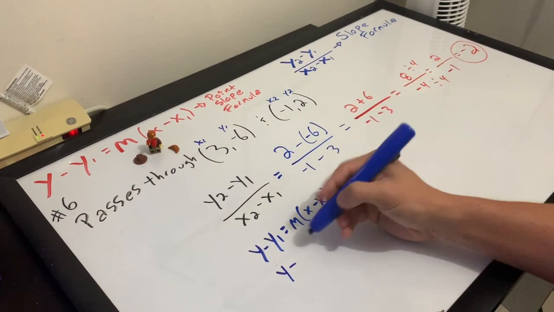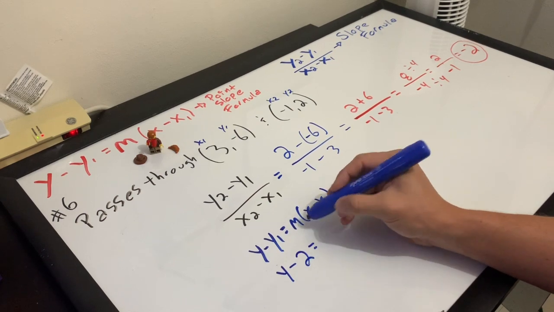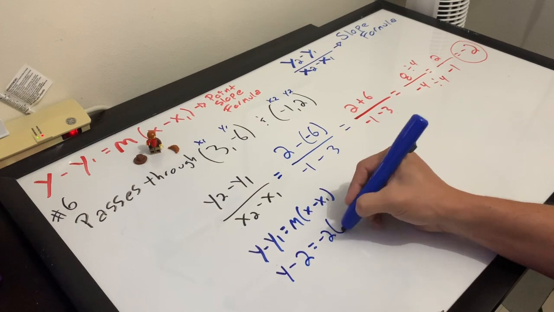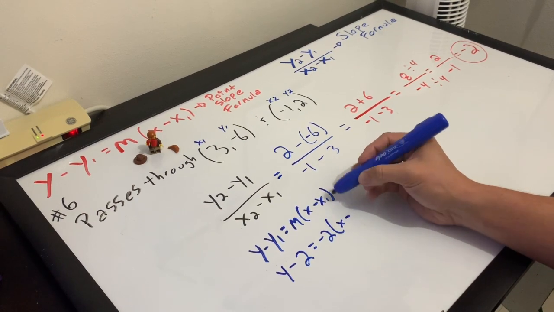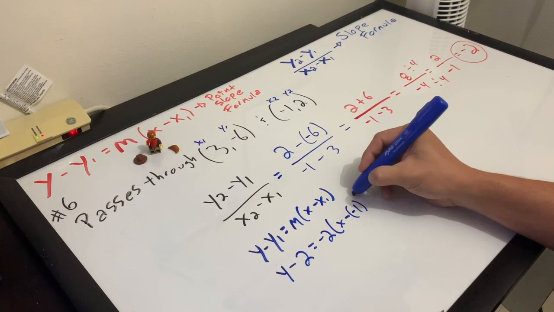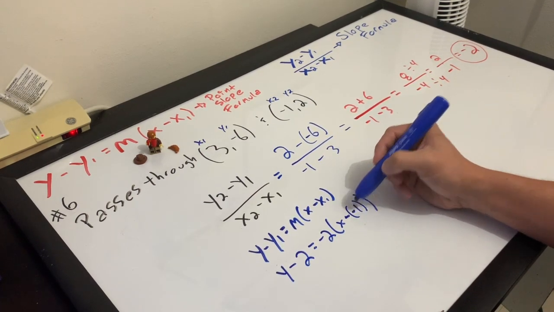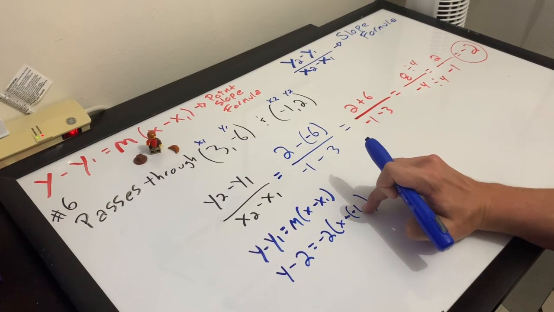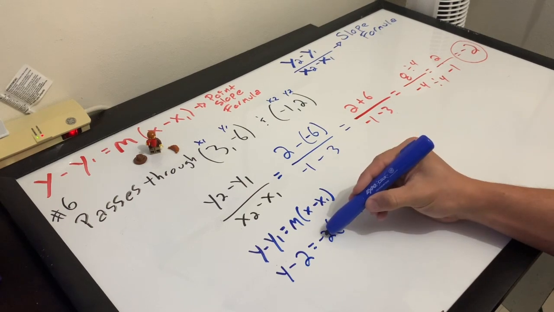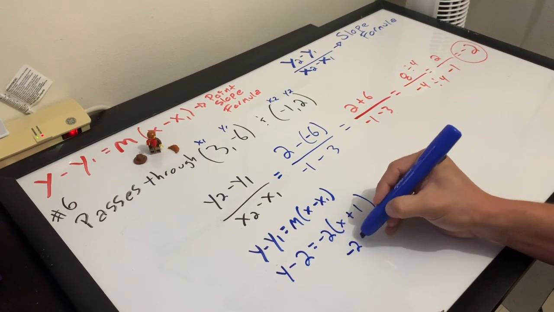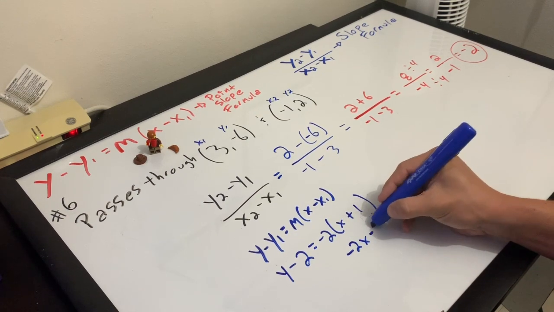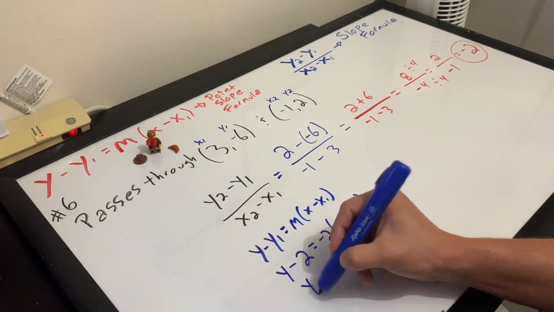My y number is 2 equals, I found out that my slope is negative 2, so I'll substitute that there. x minus, and then since we're using this, it will be negative 1. A negative and a negative gives me a positive. Distribute. Negative 2 times x gives me negative 2x. Negative 2 times a positive 1 gives me a negative 2. Bring everything else down.